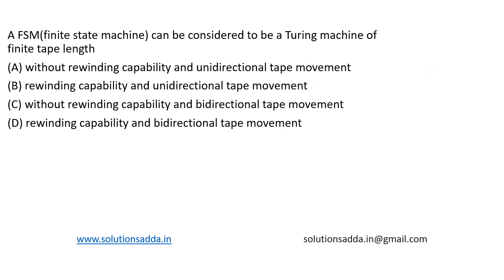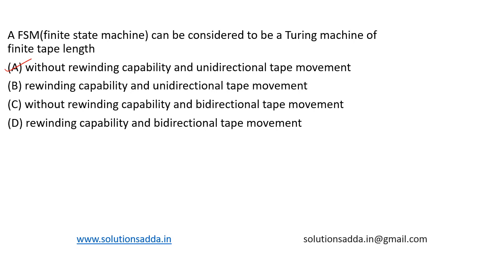This is a question from theory of computation. A finite state machine can be considered to be a Turing machine of finite tape length, and 4 options are given: without rewinding capability and unidirectional tape movement, rewinding capability and unidirectional tape movement, without rewinding capability and bidirectional tape movement, rewinding capability and bidirectional tape movement. These are the 4 options. So a finite state machine can be considered to be a Turing machine of finite tape length without rewinding capability and unidirectional tape movement. The correct answer here is option A.